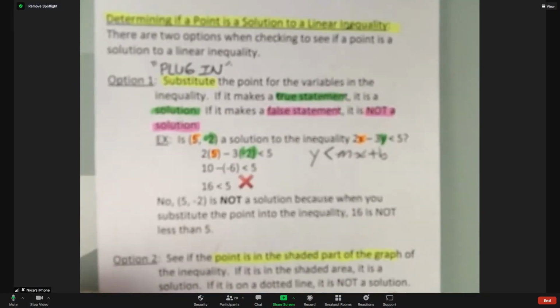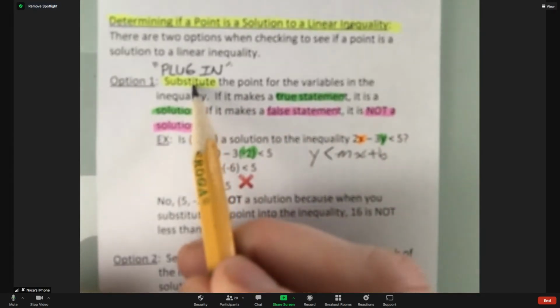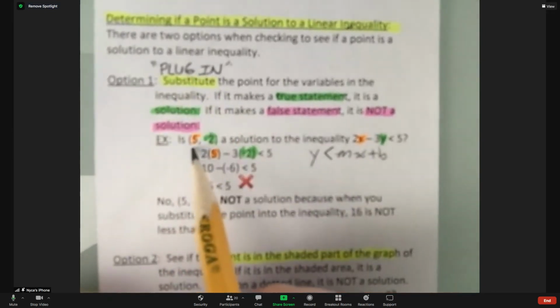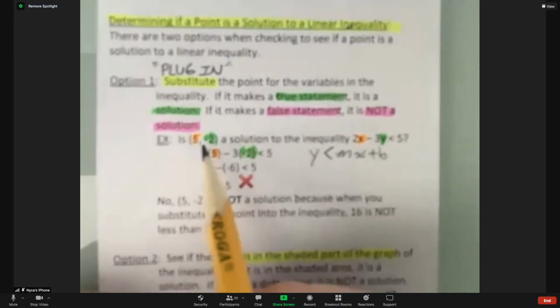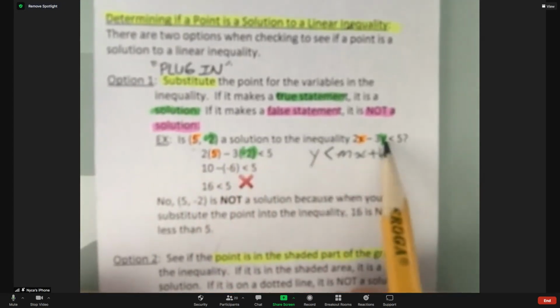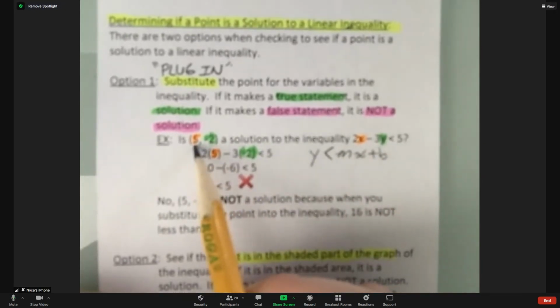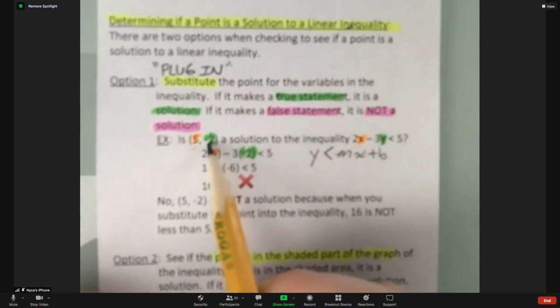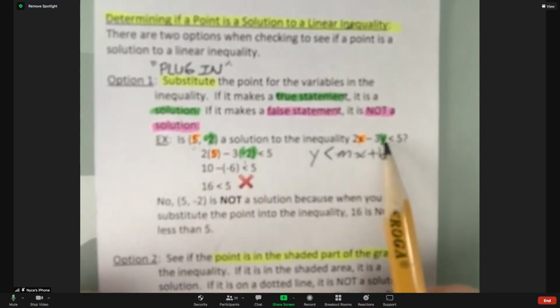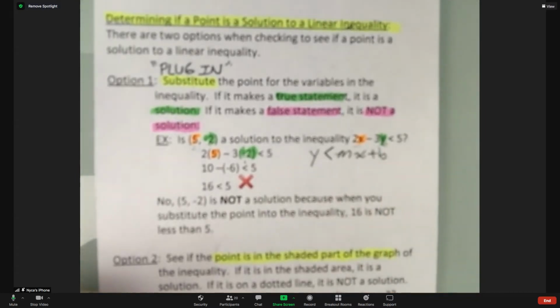So if I gave you ordered pairs, there are 2 ways to see if they are actually solutions. And one of them is by substituting your x and the y from the ordered pair, or in other words, plugging it in. So if you were given, is 5, negative 2, an ordered pair, a solution to the inequality, what you would do is you would plug in the x in the x position and plug in the y in the y position. Don't forget to use parentheses because it means multiplication when you have them next to coefficients.